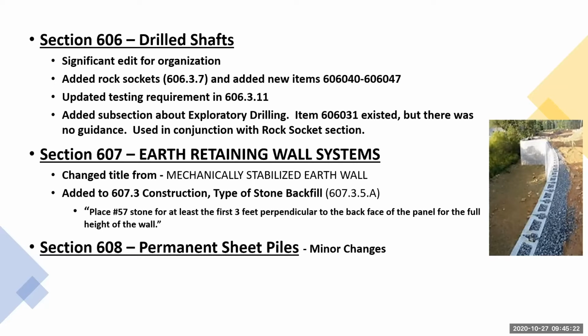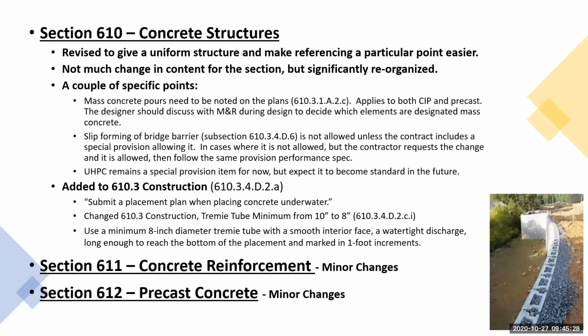608, permanent sheet piles. There were only minor changes in that section. So 610, concrete structures. This one, it really didn't change a whole lot in content, but it was, again, significantly reorganized. It was revised to give a uniform structure, which makes referencing a particular point a lot easier.